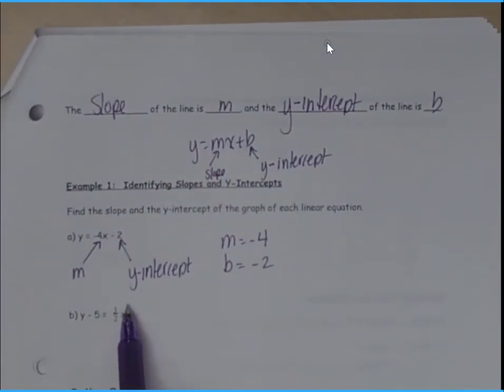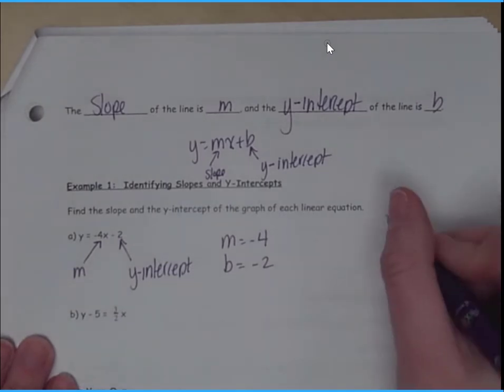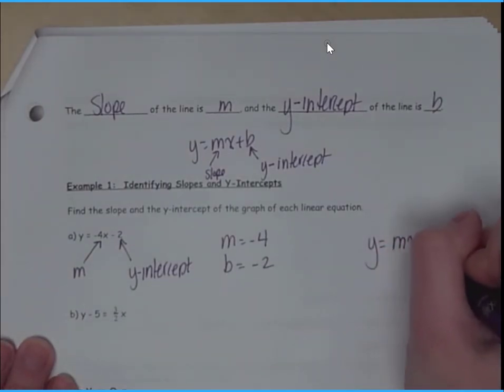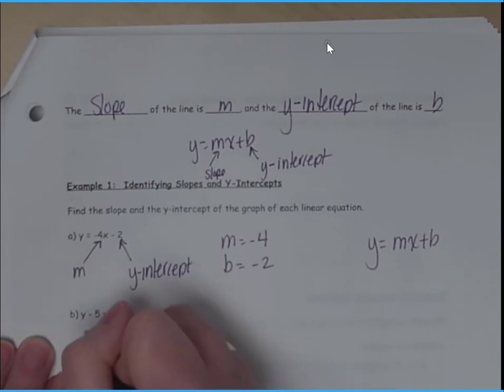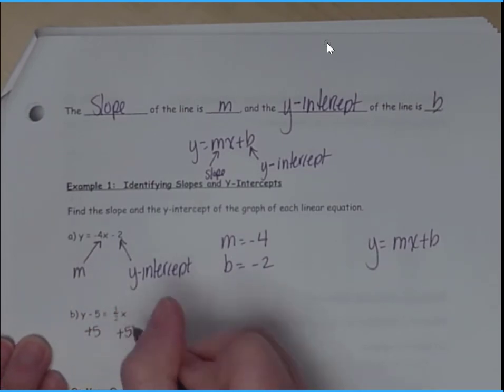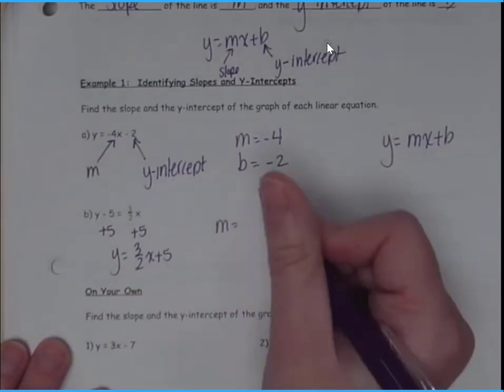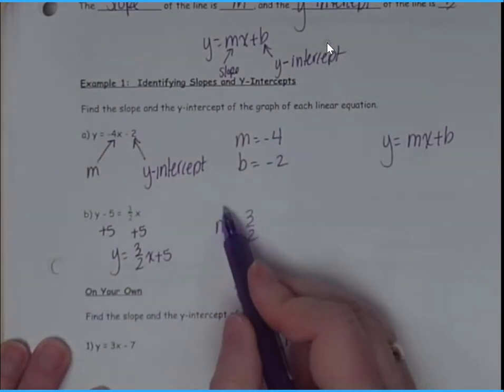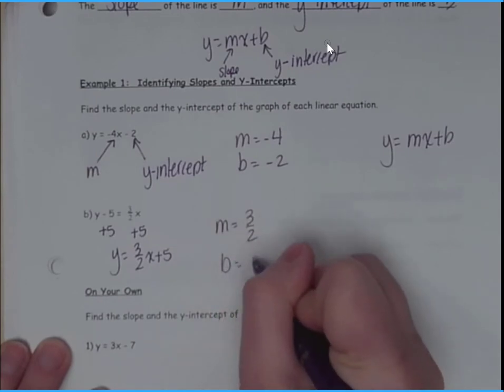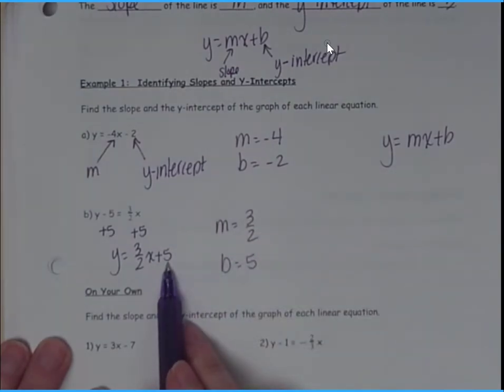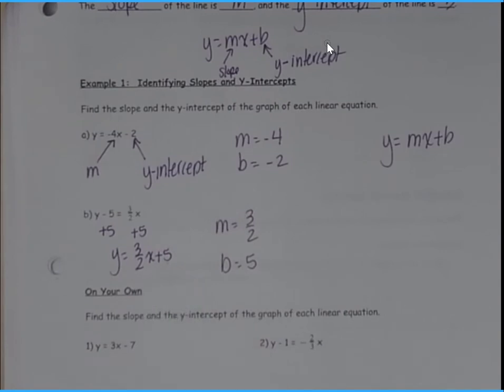Now, if you notice, this one here is not in the form of y equals mx plus b, so I need to make sure it's in that form. I always want it to be in the form of y equals mx plus b. So I'm going to add 5 to both sides. So y equals 3 halves x plus 5. M is slope, the coefficient. So that's 3 halves. That means we're going to go up 3 over 2. And b, it crosses the y-axis at 5.